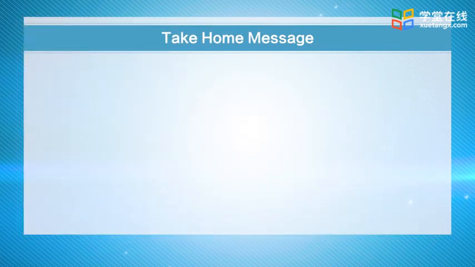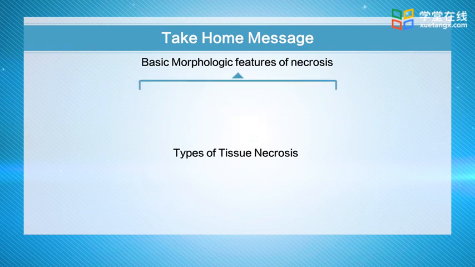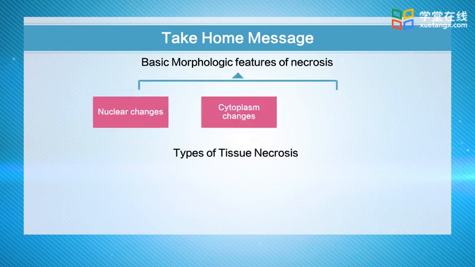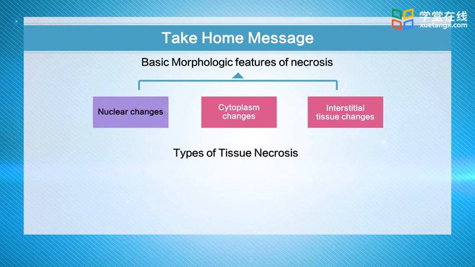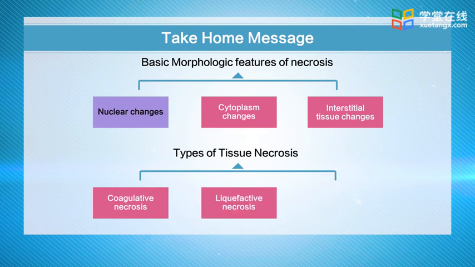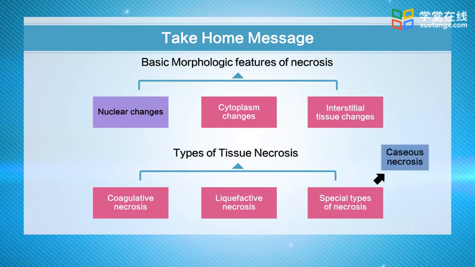Let's summarize now. In this session, we have merely talked about the basic morphological features and patterns of necrosis. These include nuclear, cytoplasmic, and interstitial tissue changes. Among them, nuclear changes are most important. Coagulative and liquefactive are two major types of necrosis, and they can be recognized under light microscope. Caseous necrosis is a special type of cell and tissue death. Next time, we will introduce more special types of necrosis and apoptosis.